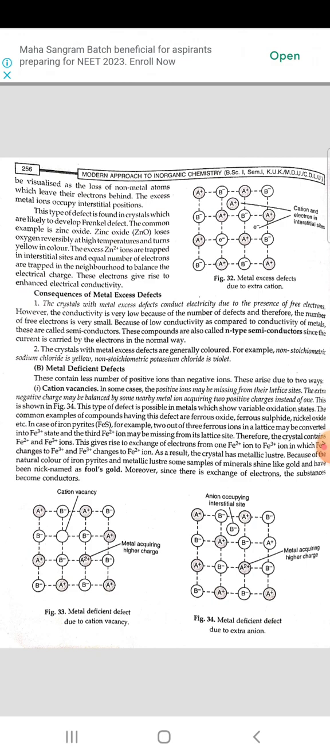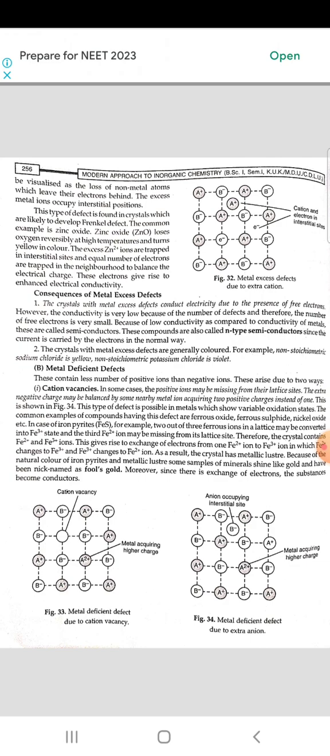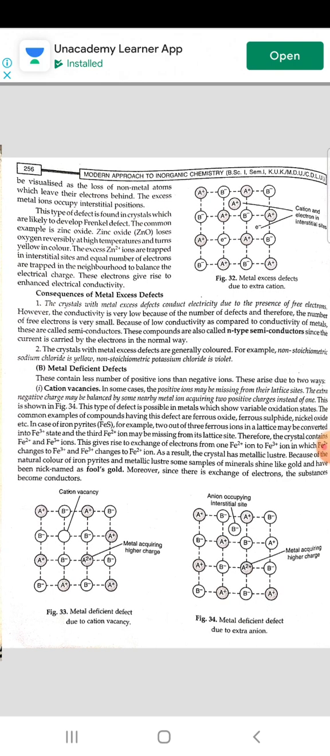These compounds are also called n-type semiconductors since the current is carried by the electrons in the normal way. The crystals with metal excess defects are generally colored. For example, non-stoichiometric sodium chloride is yellow, non-stoichiometric potassium chloride is violet. Metal deficient defects. These contain a smaller number of positive ions than negative ions. These arise in two ways. Cation vacancies: in some cases, the positive ions may be missing from their lattice sites. The extra negative charge may be balanced by a nearby metal ion acquiring two positive charges instead of one.